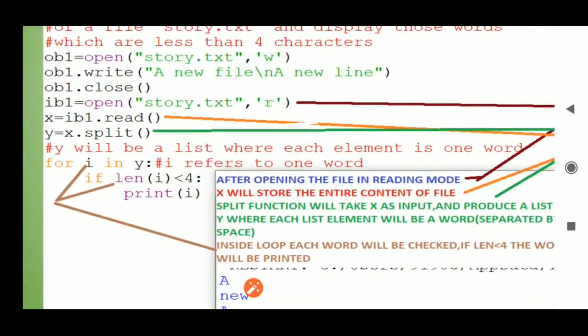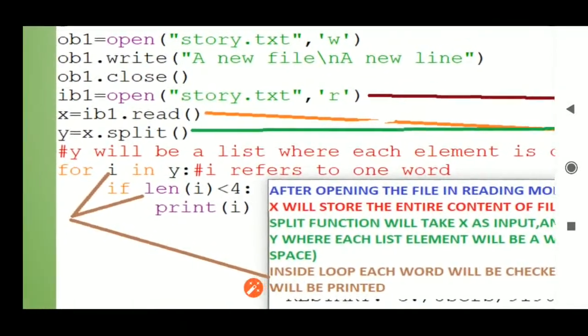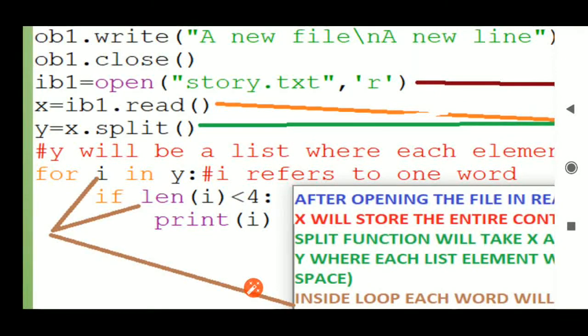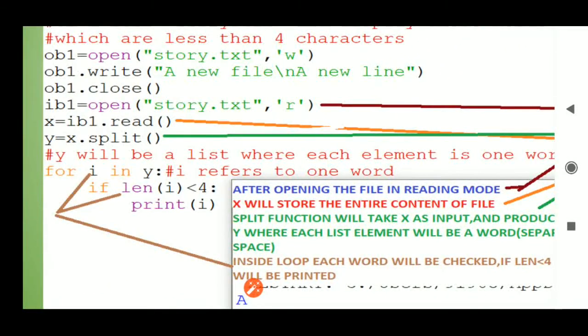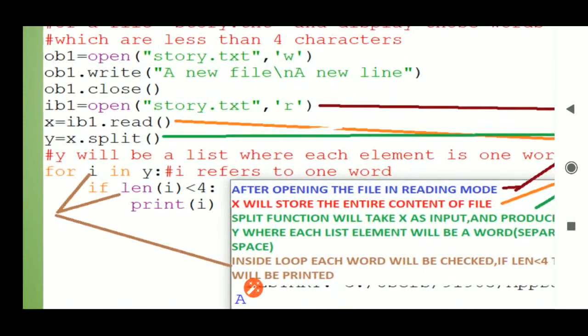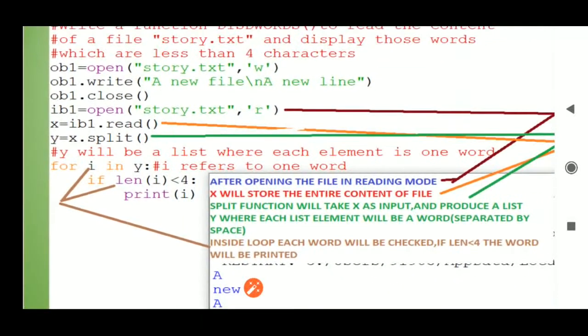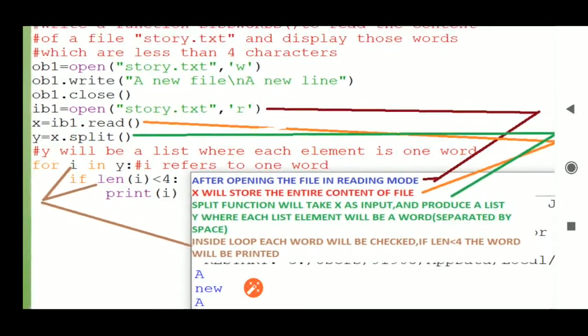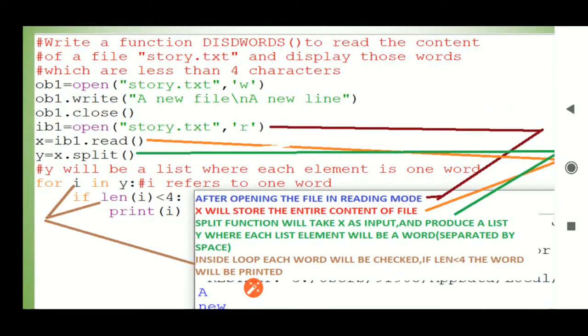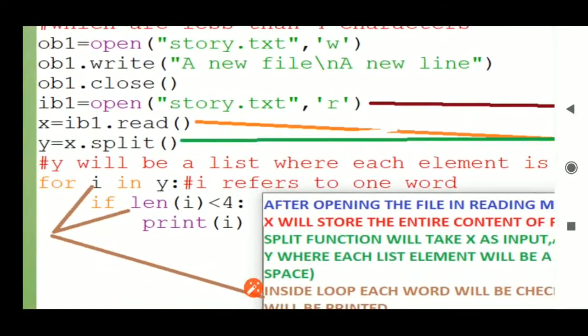Next, follow this orange line. x equals ib1.read. That means we have taken a variable x and we are writing x equals ib1.read. The entire content of the file will be stored in x as a string. x will be a string, so it will store the entire content of the file. So what is there inside the file? Two lines, a new file, a new line. As a string it will be stored in x. Then follow this green line please here.